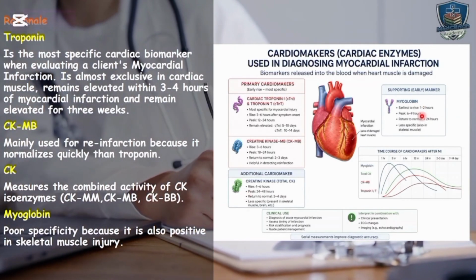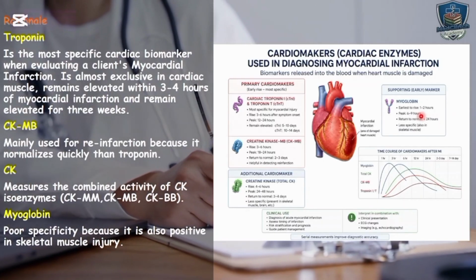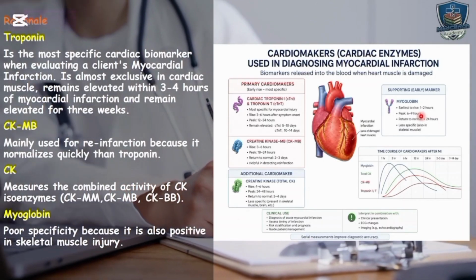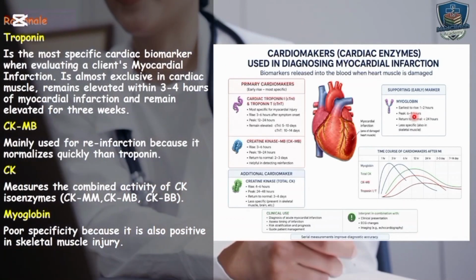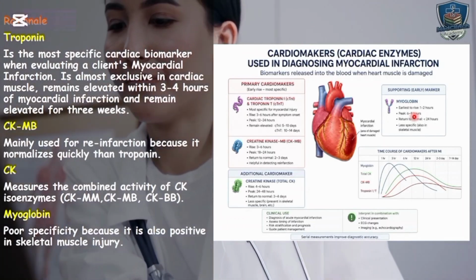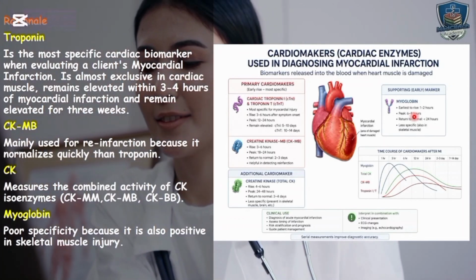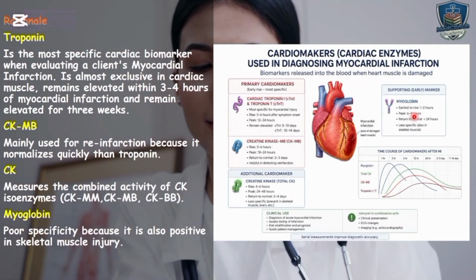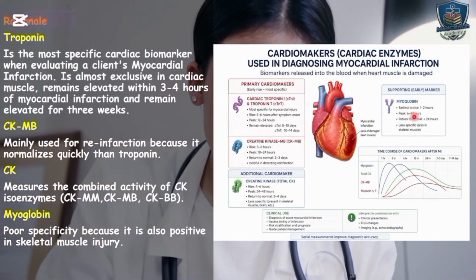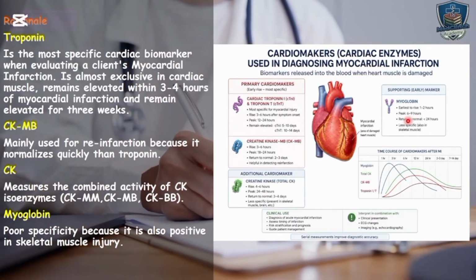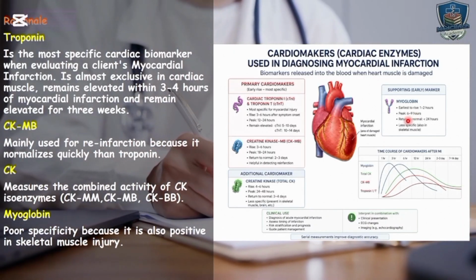For myoglobin, I've told you guys that the only advantage of myoglobin is that it's the earliest to rise. It's the first to rise. But the disadvantage is that it has poor specificity, because its rise may also reflect an injury to the skeletal muscle. So it's not specific to the cardiac muscle. We may see it also when there's a skeletal muscle injury.